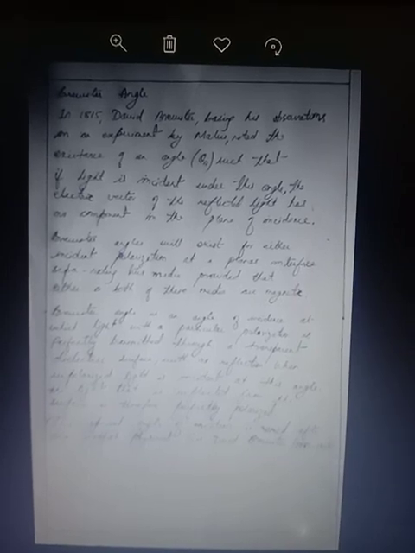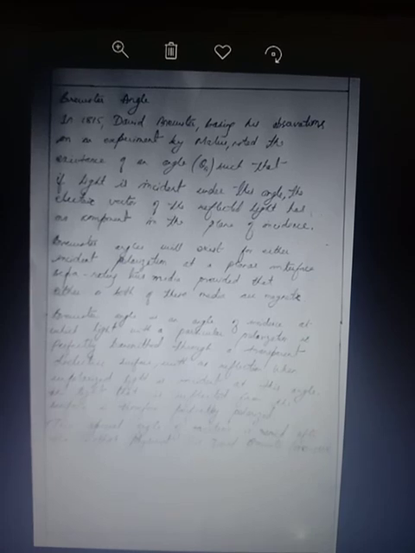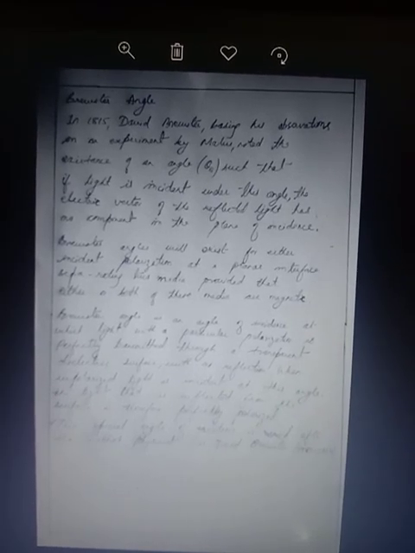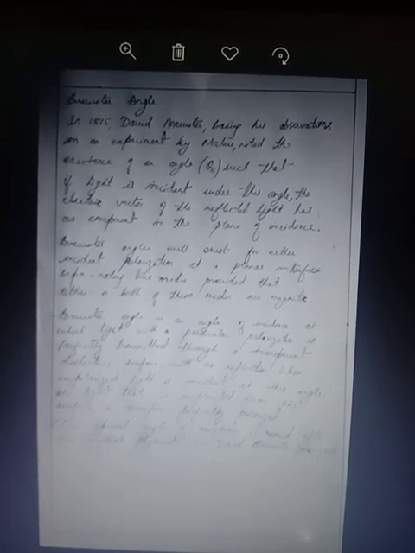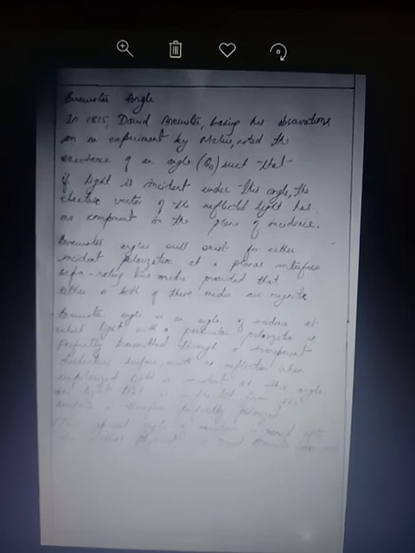When unpolarized light is incident at this angle, the light that is reflected from the surface is therefore perfectly polarized. This special angle of incidence is named after the Scottish physicist Sir David Brewster.